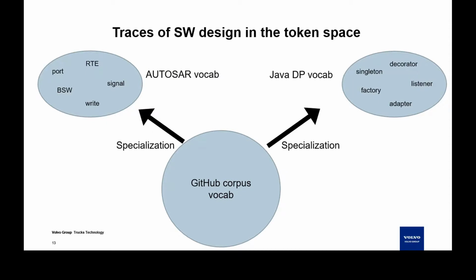So that's typically how you do it. There are other things that you do too. There are many structural elements. There may also be behavioral elements, but purely in the token space, purely in the vocabulary space, you will also see traces of software design.